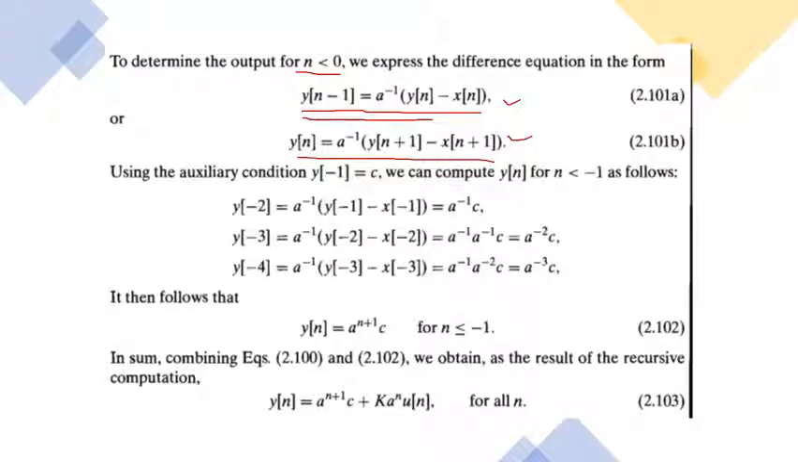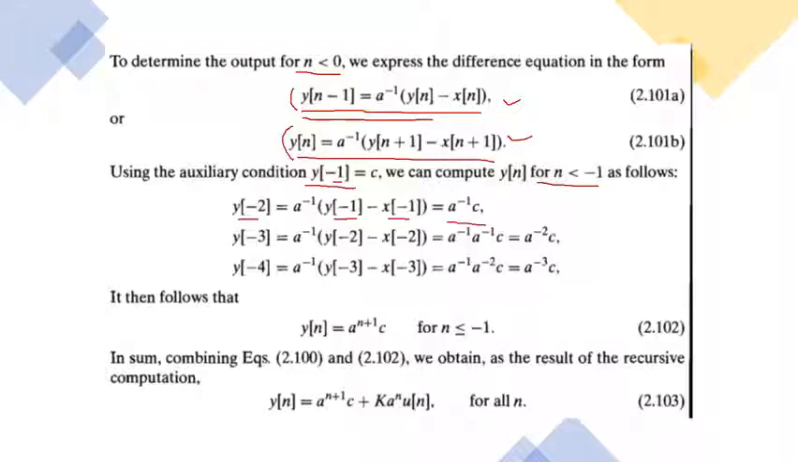So everybody knows the auxiliary condition that y of minus 1 is c. We can compute y of n for n less than minus 1. Okay, you need to use this equation or this equation. We already know y of minus 1, so we can start from minus 2. If you put minus 2 here, this will become y of minus 1, and this is x of minus 1. We know that the input for minus 1 is 0, so the output will be a inverse c.